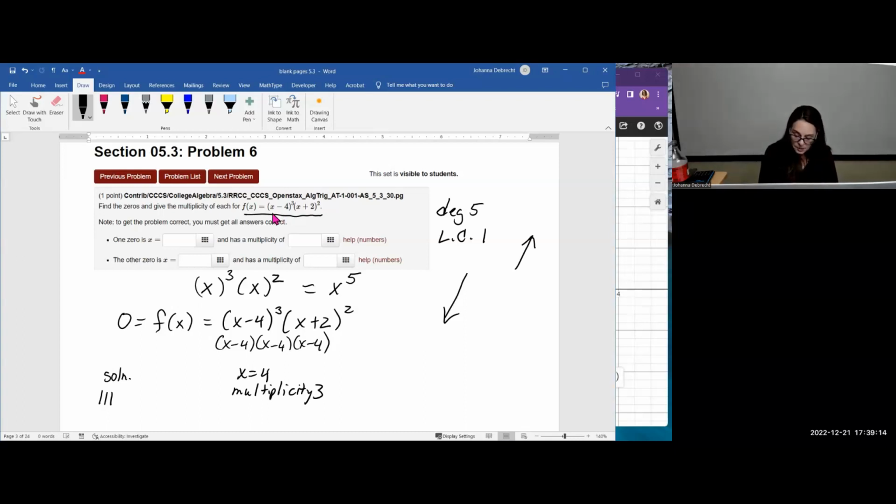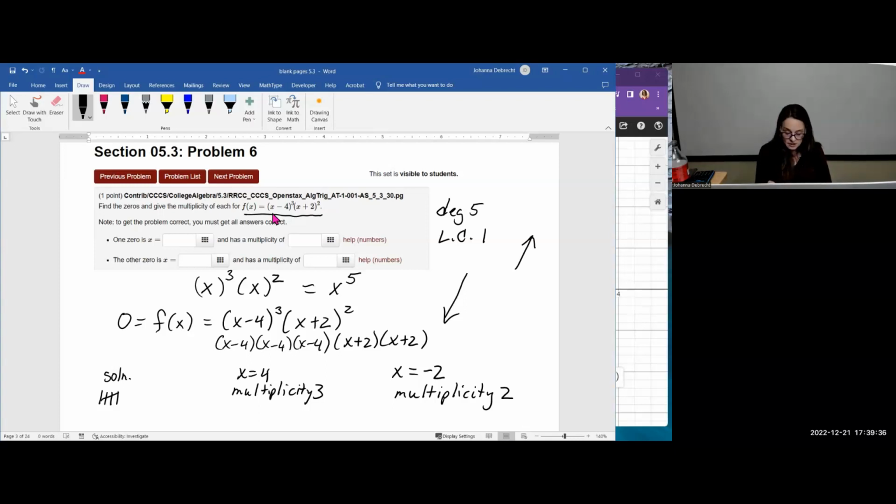Now, what about the x plus 2? Well, the quantity is squared, so that means it was there 2 times, which means I have the solution x equal negative 2, and it showed up twice, so it has multiplicity 2. So I've got 5 solutions, 3 fours, and 2 negative twos.